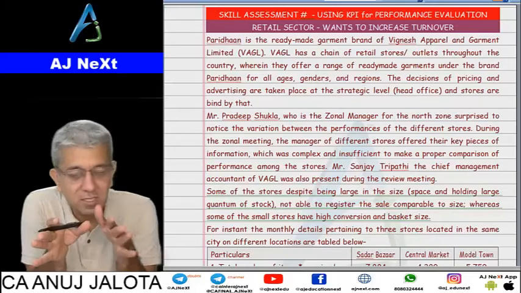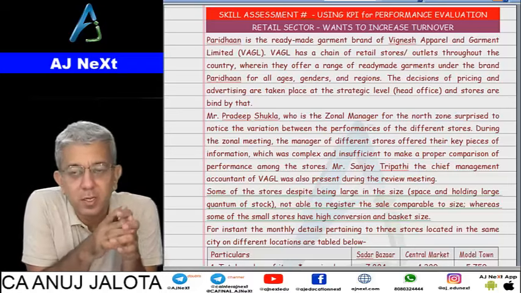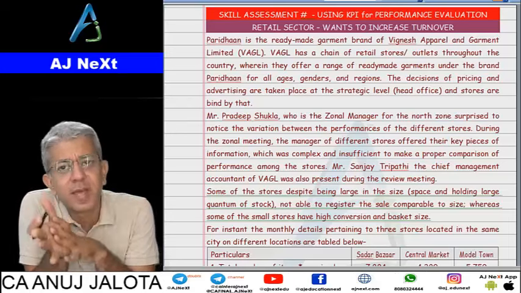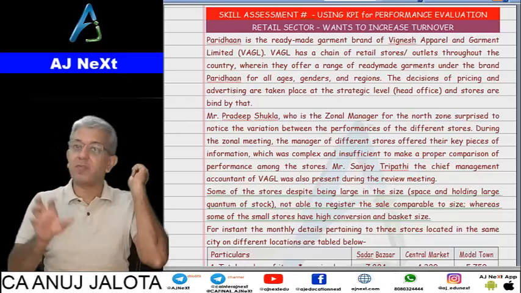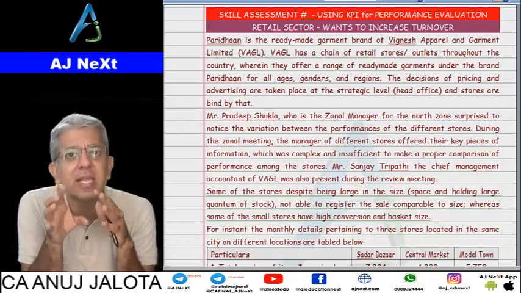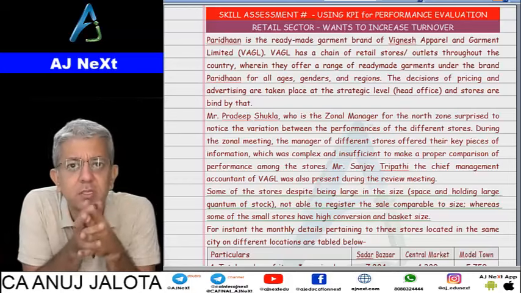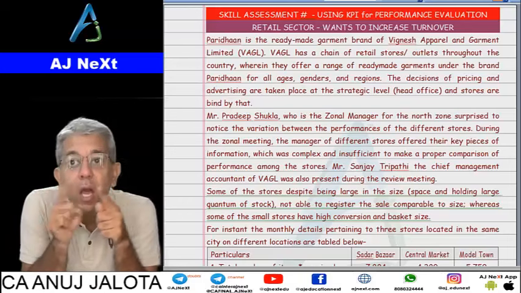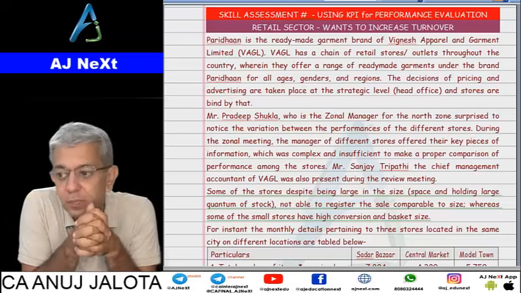So this case study is a brilliant one. It is about a retail sector which is manufacturing some clothing, some manufacturing company, but then it is selling its clothes, the apparels, through its retail outlets. We want to be knowing how these retail outlets are doing.